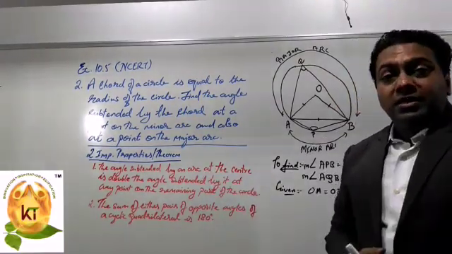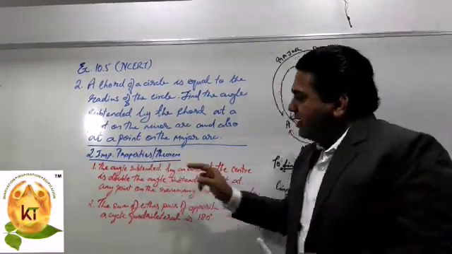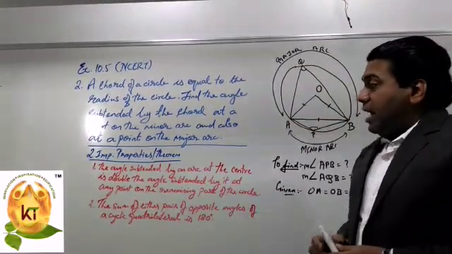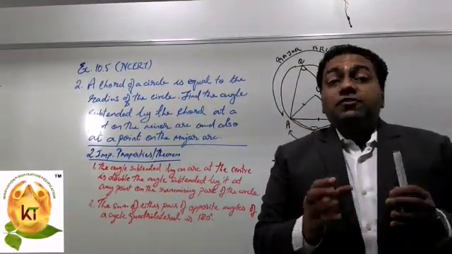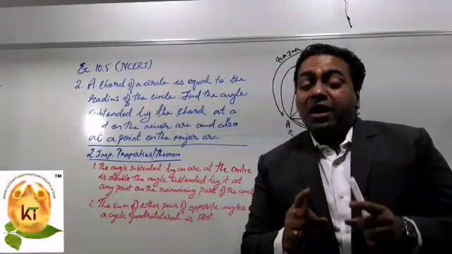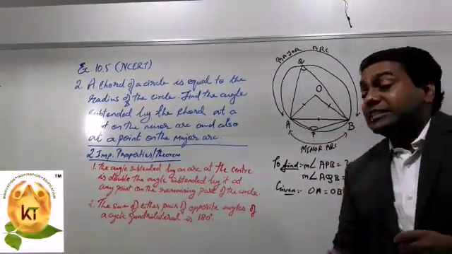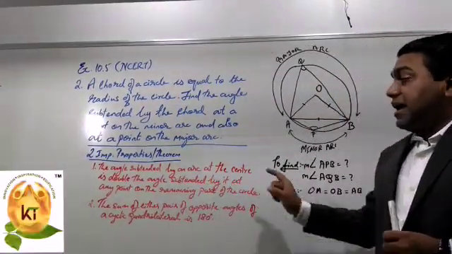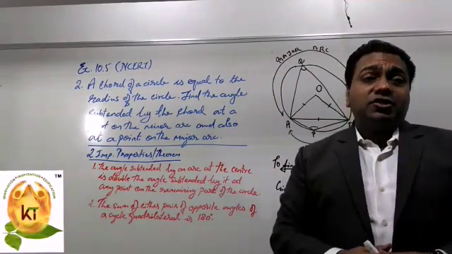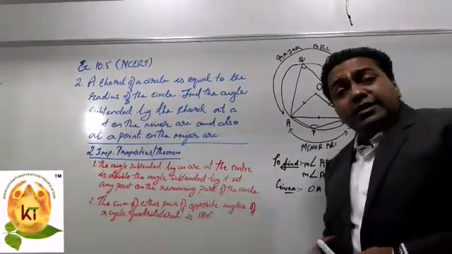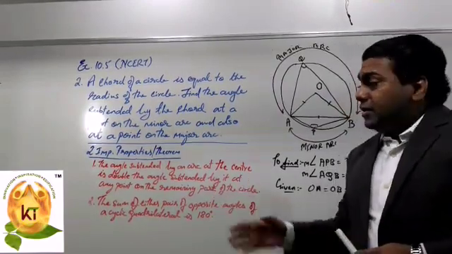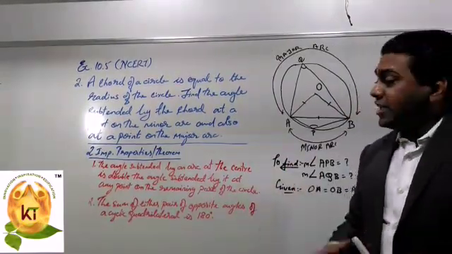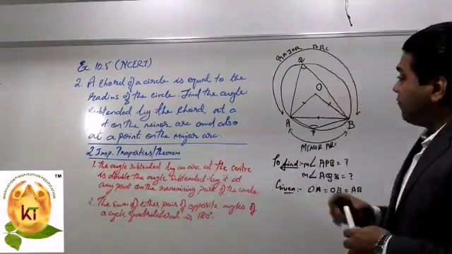The very first theorem states the angle subtended by an arc at the center of the circle is double the angle subtended by it at any point on the remaining circle. I hope you must have already done this particular theorem earlier to solving this particular exercise. If not, here's a brief part of it.